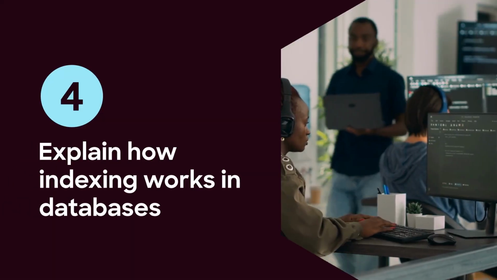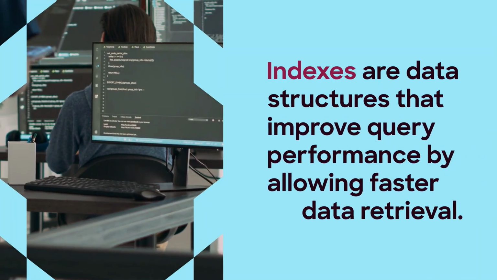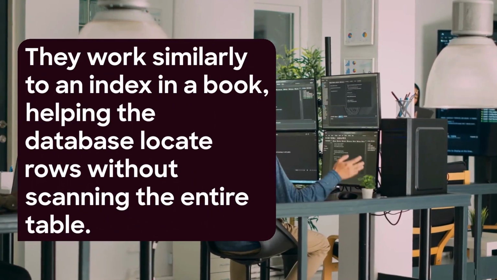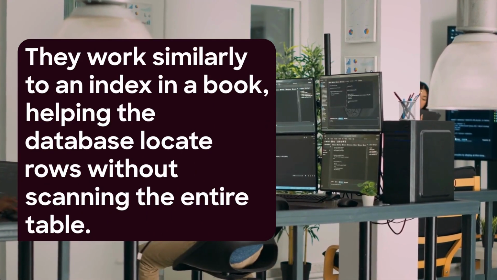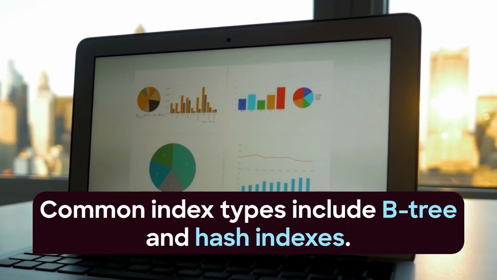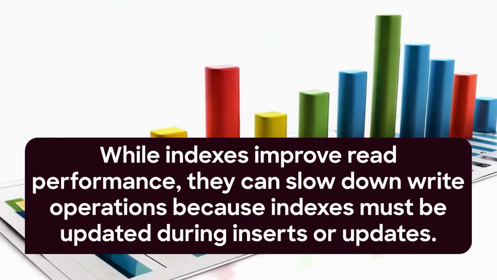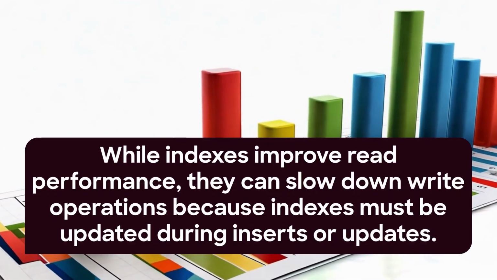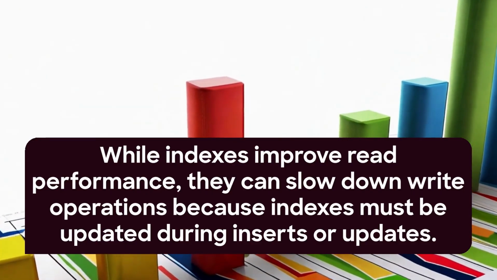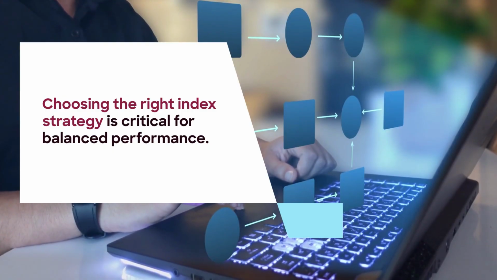4. Explain how indexing works in databases. Indexes are data structures that improve query performance by allowing faster data retrieval. They work similarly to an index in a book, helping the database locate rows without scanning the entire table. Common index types include B-tree and hash indexes. While indexes improve read performance, they can slow down write operations because indexes must be updated during inserts or updates. Choosing the right index strategy is critical for balanced performance.